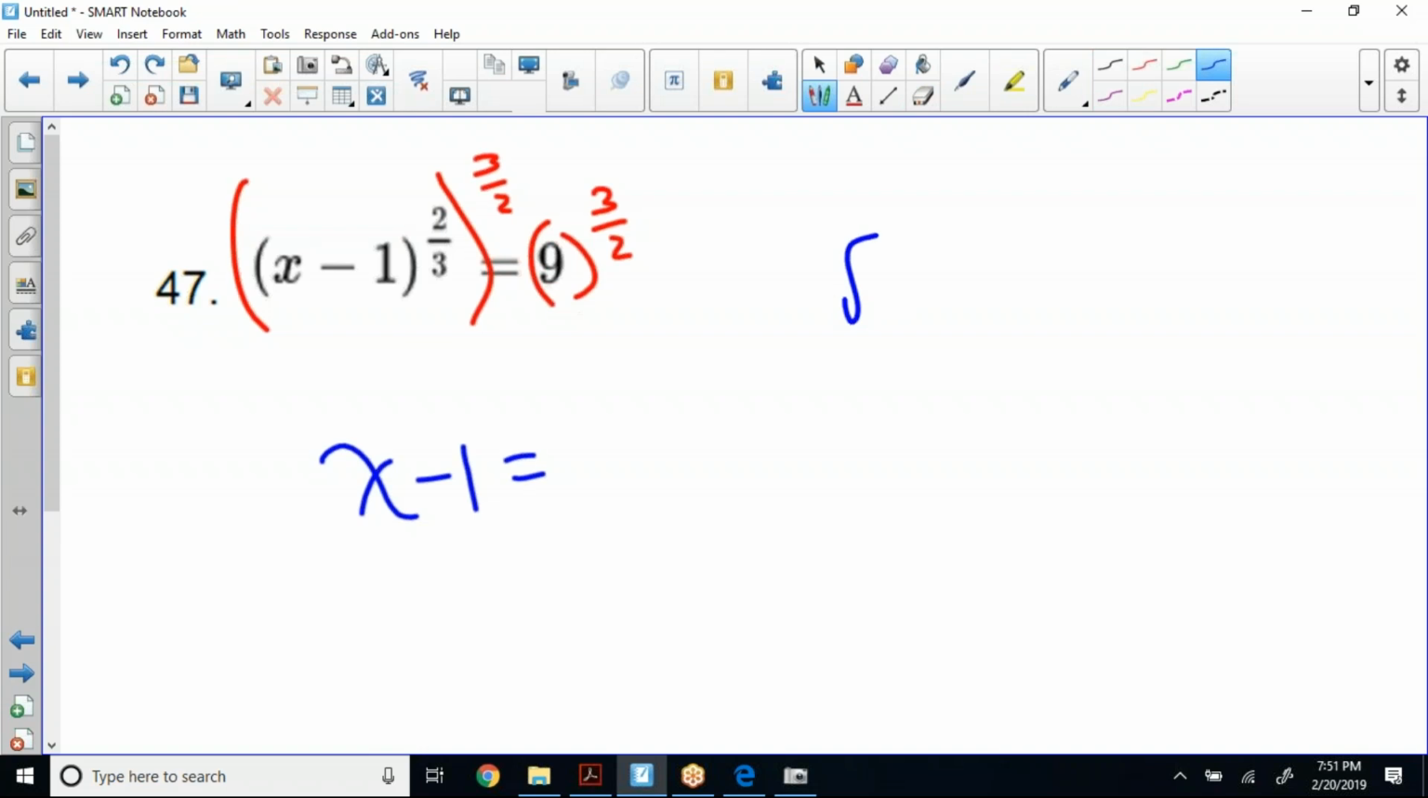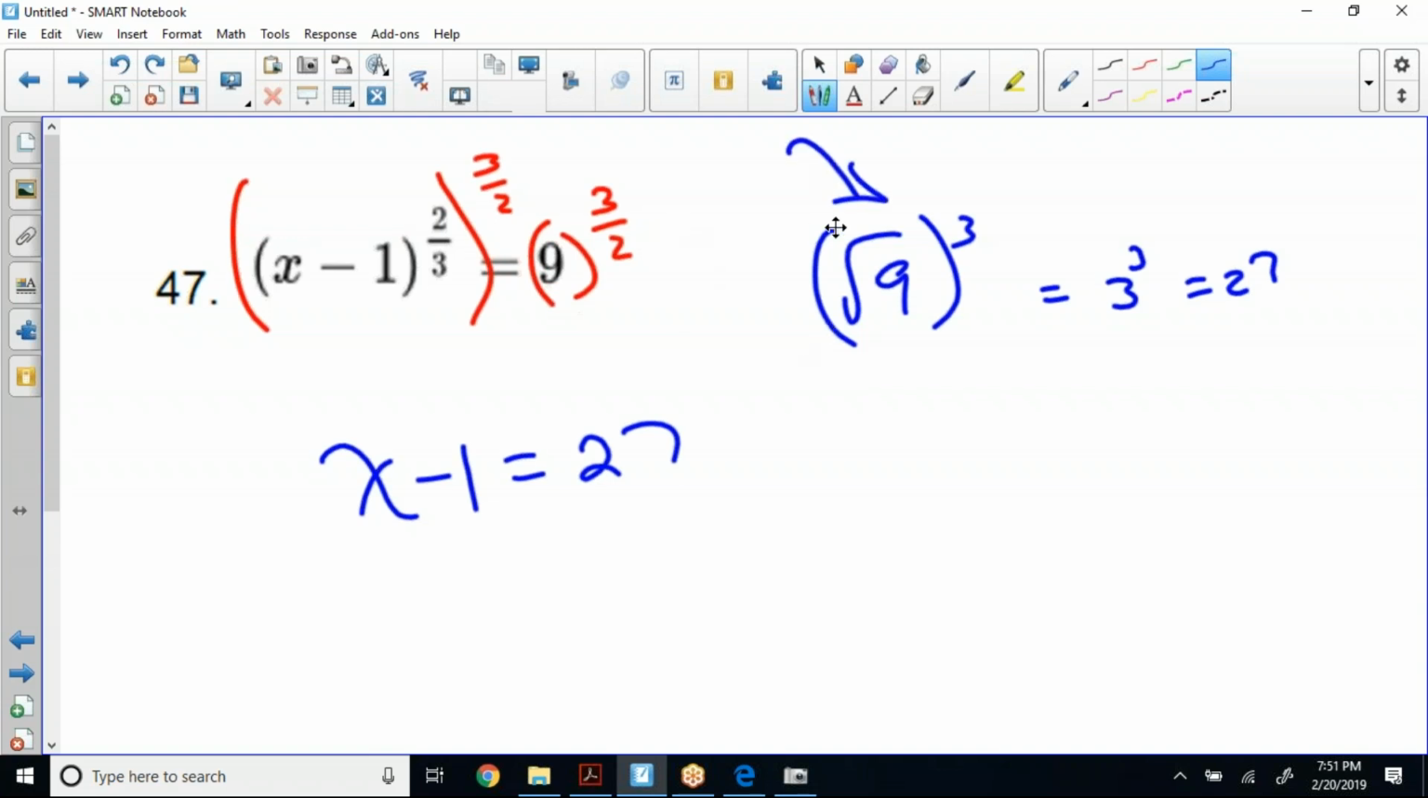Not that, guaranteed. It's the square root of 9 cubed, right? The square root of 9 is 3, and 3 cubed is what? 27. Now, could you get that without having to know that? As far as knowing that I had to rewrite it as that.